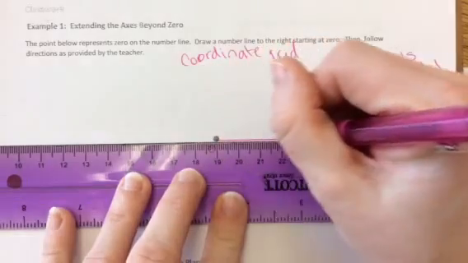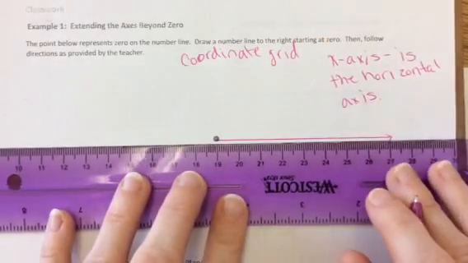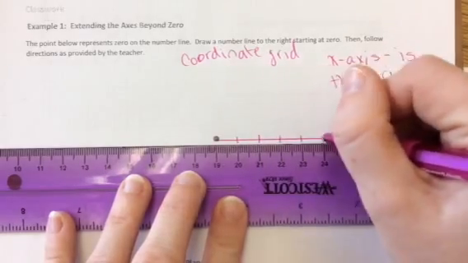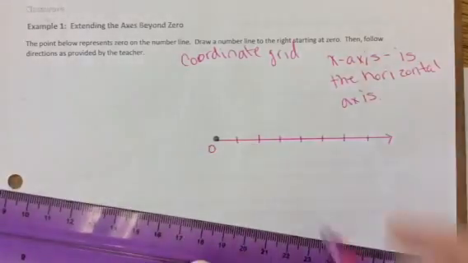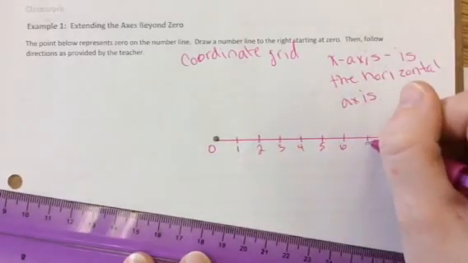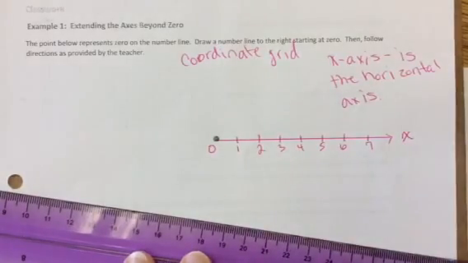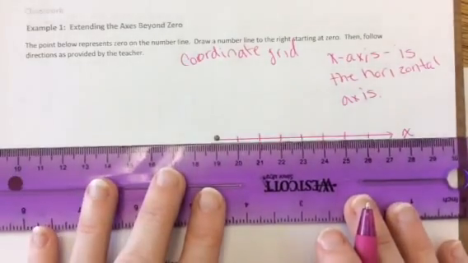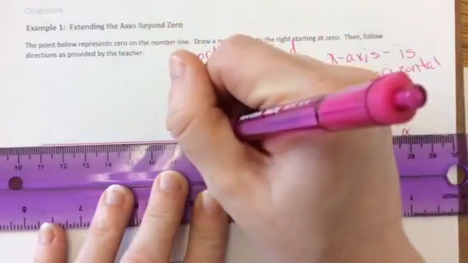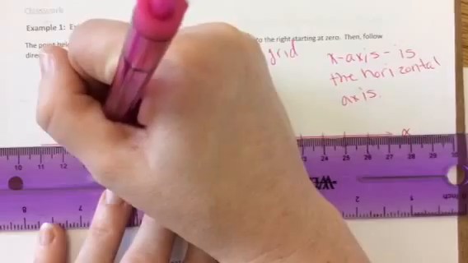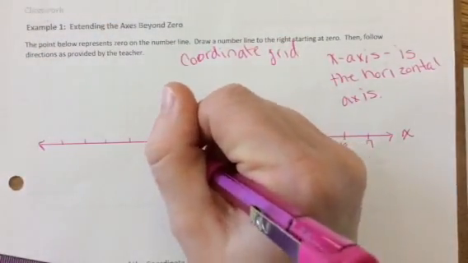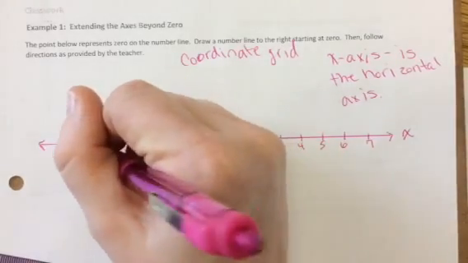What kind of numbers are always to the right of 0? And hopefully you say positive. So I'm going to create a number line to the right of 0 by using my ruler. And I'll use a scale of 1. This is called the x-axis, and I'm going to label it the x-axis. To the left of 0 are what kind of numbers? Negative. So we're going to extend it to the left of 0. And we're going to use the same scale that I used to the right. -1, -2, and so forth.